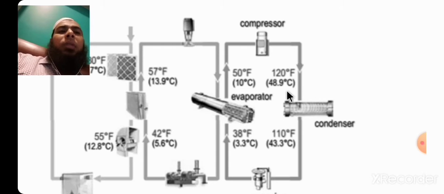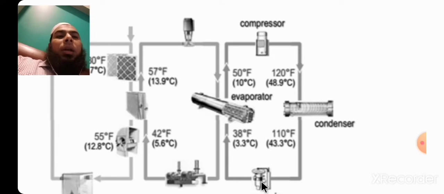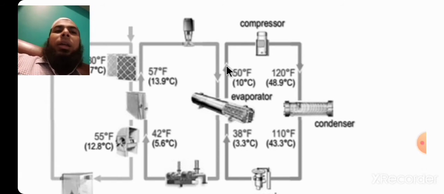Then it cools down in temperature from 48.9 degrees centigrade to 43 degrees centigrade, and by the expansion valve or capillary tube this 43 degrees centigrade cools down to 3.3 degrees centigrade, and then the refrigeration circuit goes on. Similarly, it cools down the water from 13 degrees centigrade to 5.6 degrees centigrade.